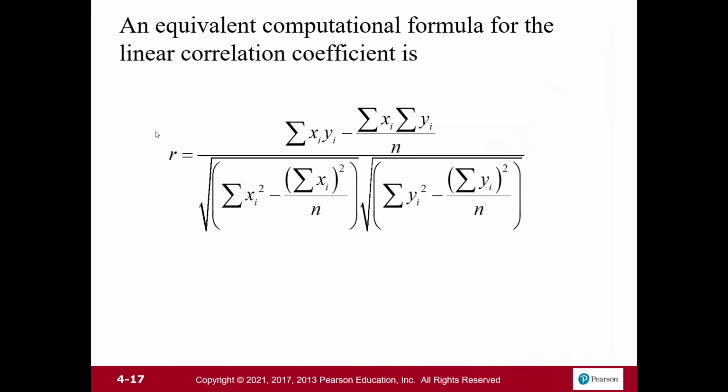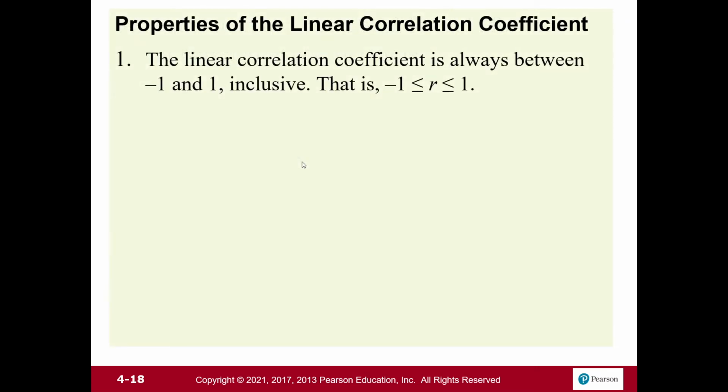There is also another formula. It is even scarier than the previous. It's a gigantic formula. We will be using technology to calculate r. Now, the thing about r, once it's calculated, you will get a value between -1 and 1. It's inclusive, so r can be -1, and it can also be 1, and everything in between.